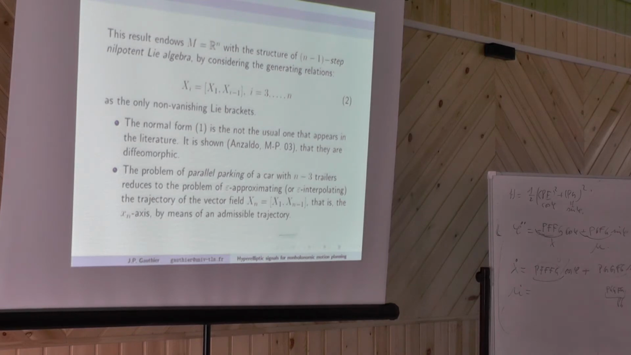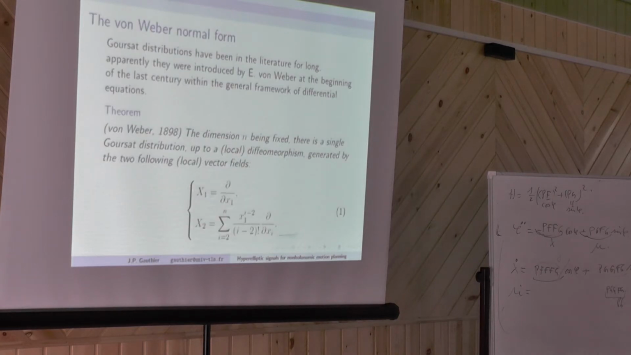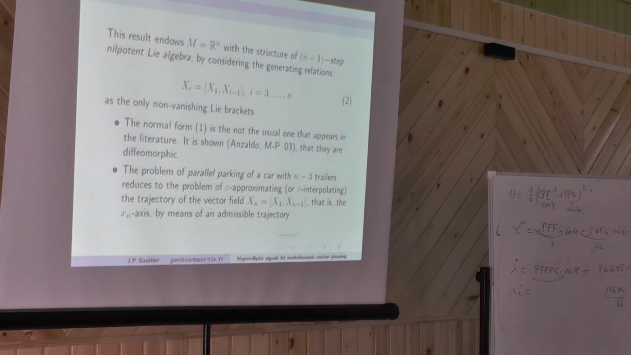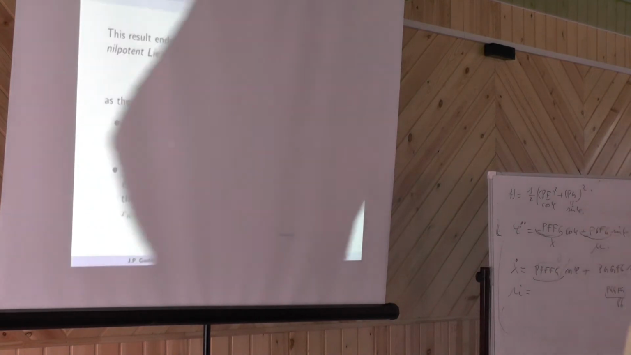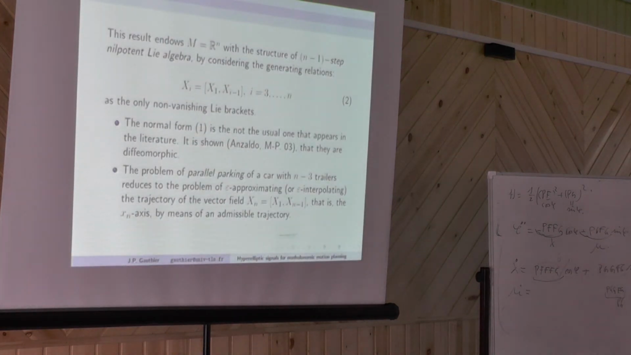So you have two vector fields. The two vector fields are X1, X2. X1 is just d/dx1, and I define the vector field Xi, which is given by successive Lie brackets with X1. Okay.